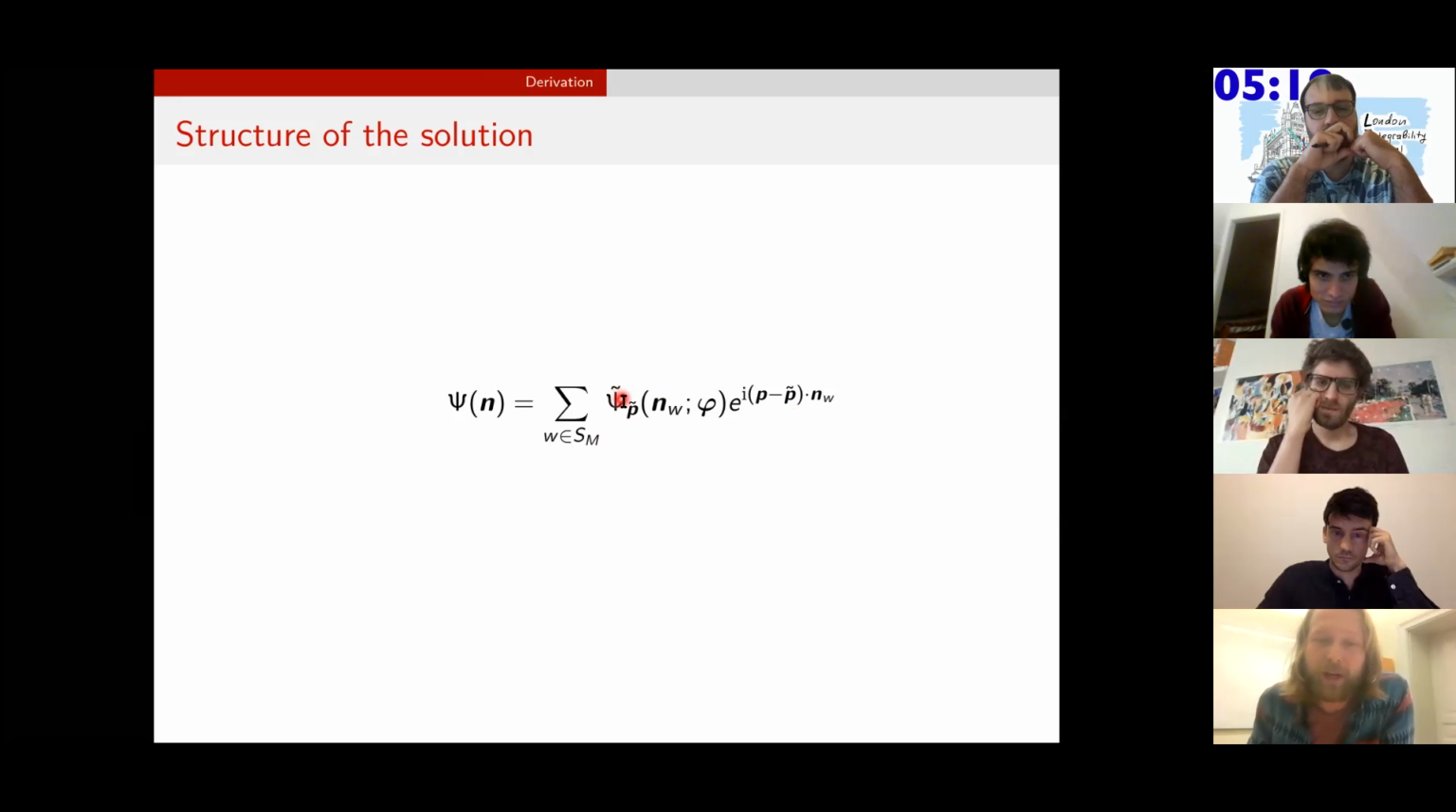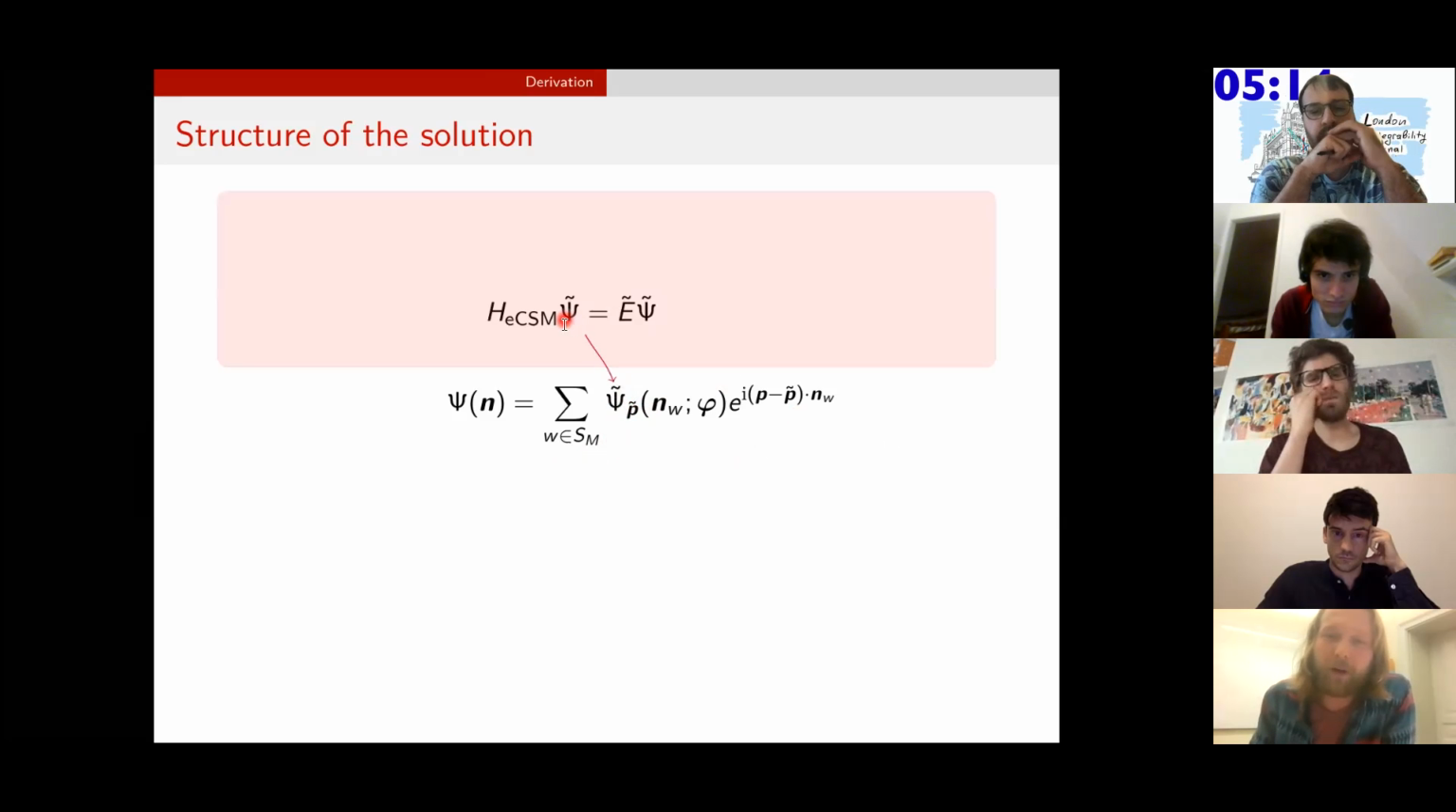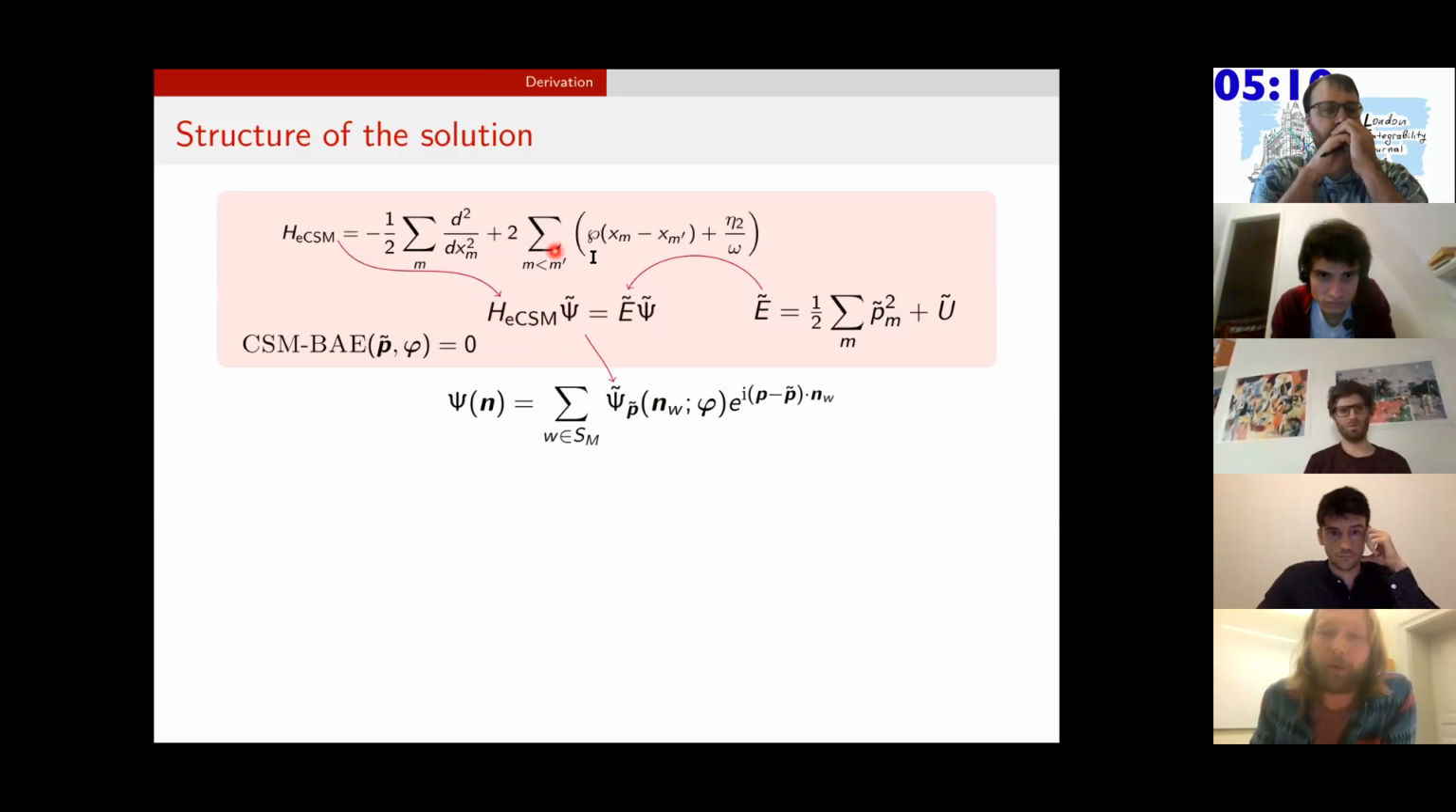So this function psi tilde here is actually a solution to a different spectral problem. It's namely an eigenfunction of the elliptic Calogero-Sutherland-Moser Hamiltonian, which is a Schrödinger operator with an elliptic potential as well. And the energy of that particular spectral problem is very simple. It's just the kinetic part plus the potential part u tilde.